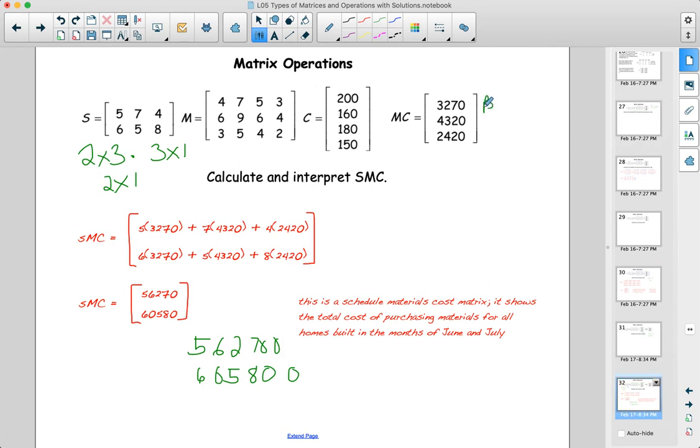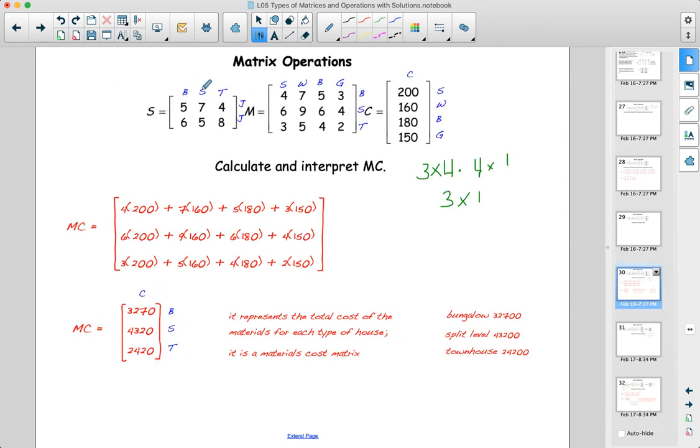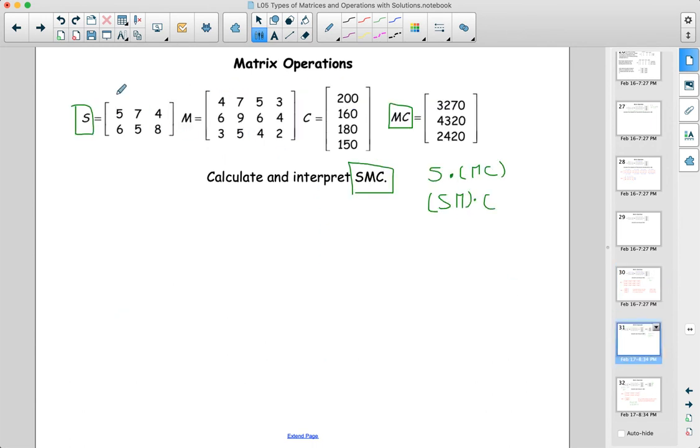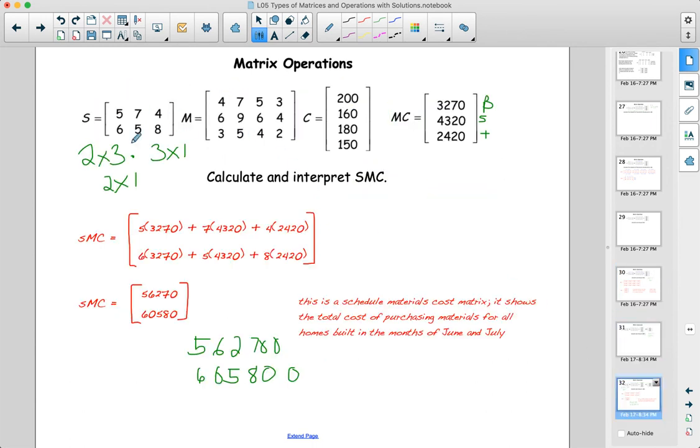So we can write that back here. Bungalow, split level, townhouses. And remember, jumping back here, bungalows, split levels, townhouses. That's how this matrix was set up. Better if I write it on this one. Bungalow, split level, townhouses. So you've taken the number of bungalows multiplied by the cost of a bungalow. You've taken the number of split levels, you multiplied by the cost of a split level. You've taken the total number of townhouses, you multiplied by the cost of a townhouse.